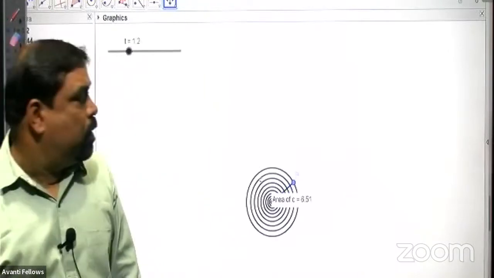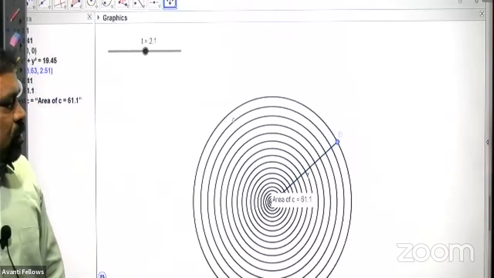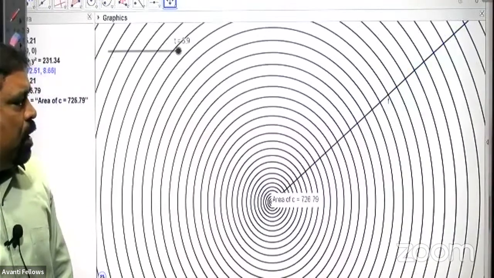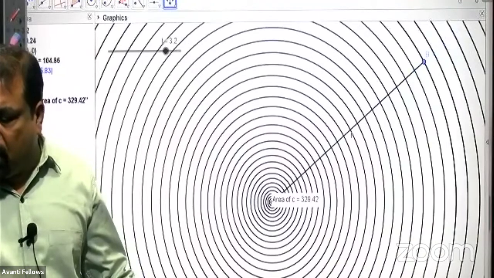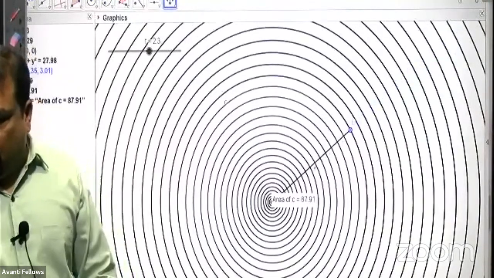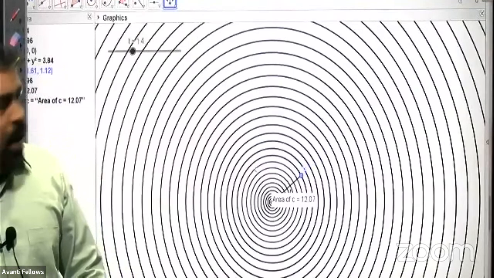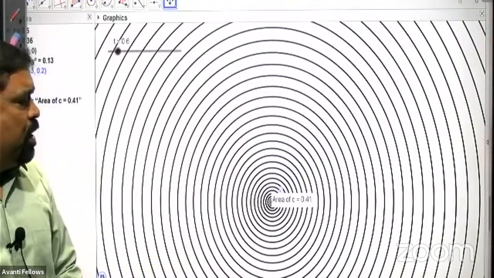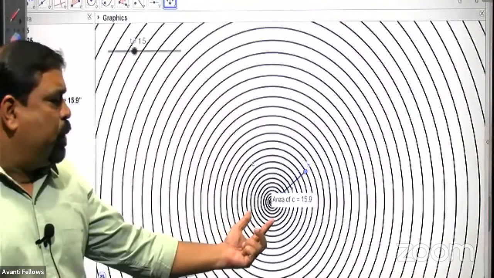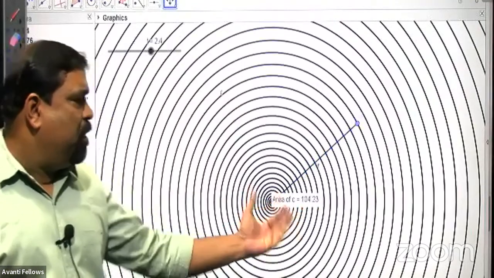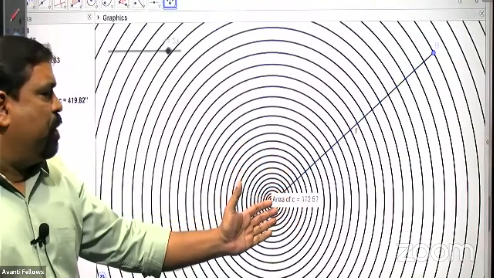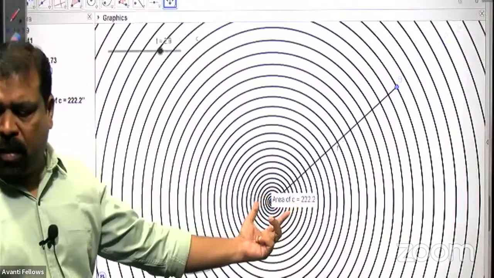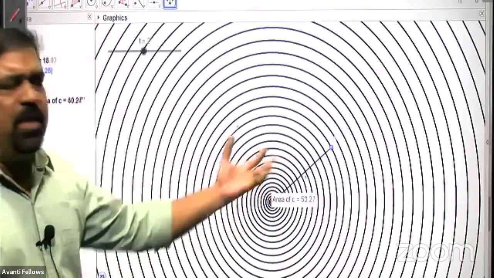You can see on the screen, just like this, the radius is changing continuously. So the circle's area is also changing. At different instants, the area value is also displayed on the screen at different positions. Different positions, the different areas of the circles are also displayed here. So I am talking about this kind of circle.